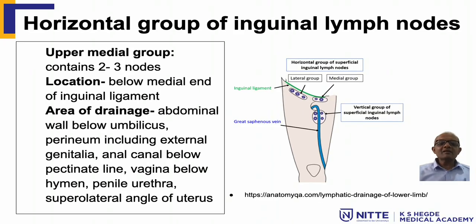The upper medial group again contains the same 2 to 3 inguinal lymph nodes. They are located below the medial end of the inguinal ligament. Their area of drainage also includes the abdominal wall below the level of the umbilicus, the perineum including the external genitalia, the anal canal below the pectinate line, the vagina below the hymen, the penile urethra, and the superolateral angle of the uterus.